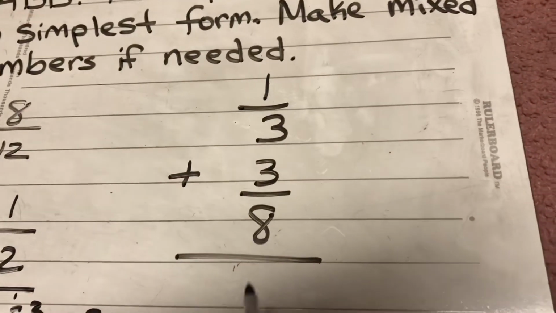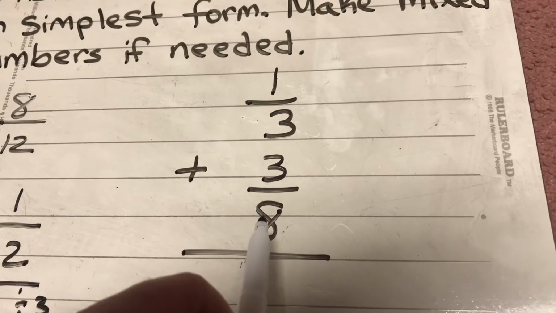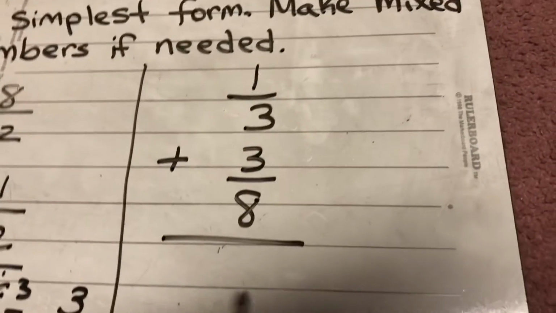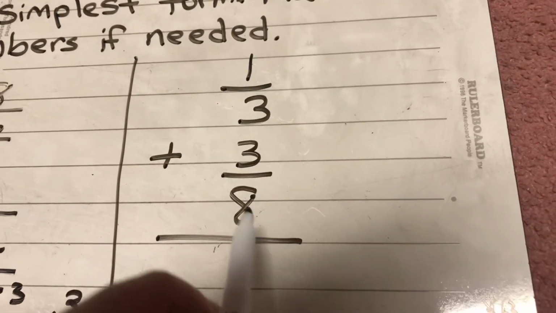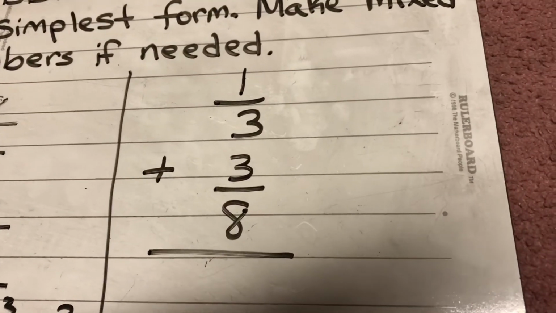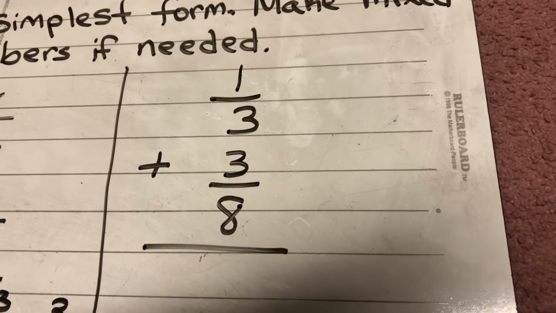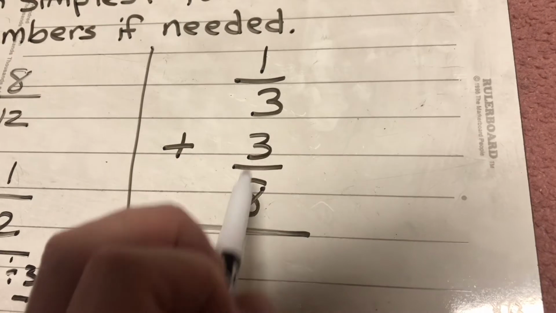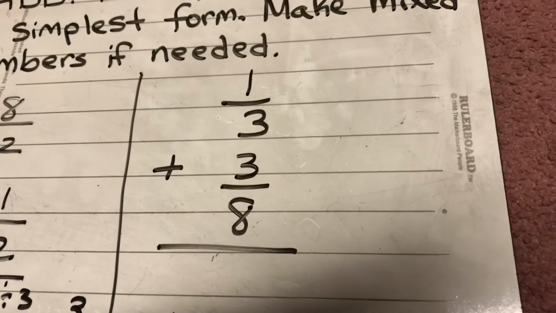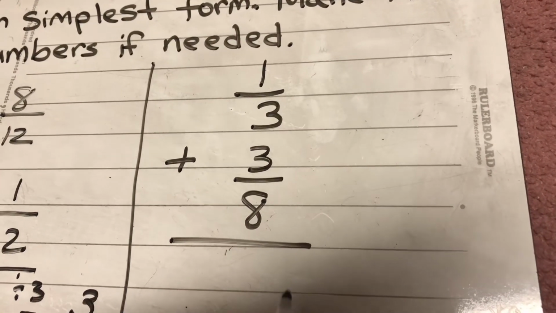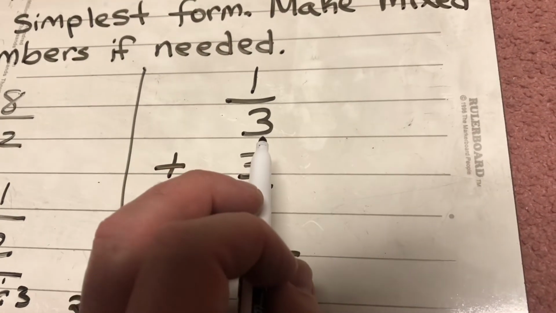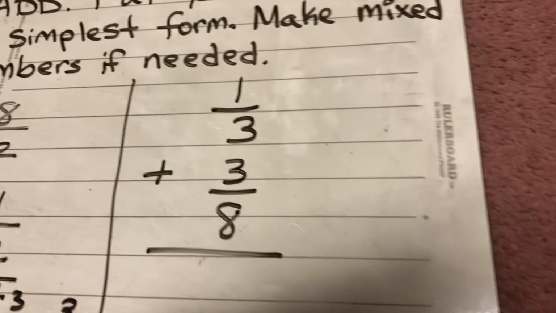Now, 1 over 3 plus 3 over 8. I'm going to go ahead and put a line up here so we don't get confused. We have that separation. 8 is the larger of the two denominators. 8 is larger than 3. So I'm going to think, well, 8 times 1 is 8. 8 will not work with 3. 8 times 2 is 16. 16 will not work with 3. I can't take 3 times something and get 16.